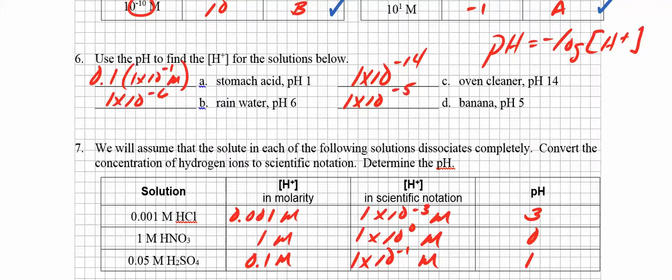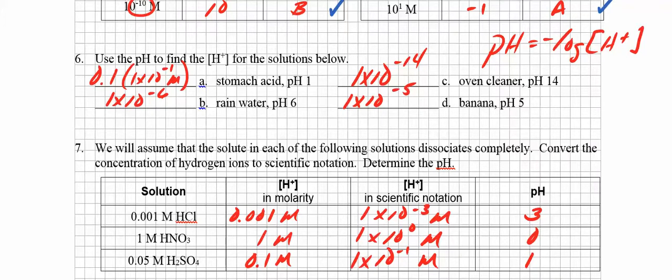Let's look at C. Oven cleaner has a pH of 14. So the hydrogen ion concentration in oven cleaner is going to be 1 times 10 to the negative 14. So we simply take the pH and we raise it up as a power and change the sign. So it's 1 times 10 to the minus 14.